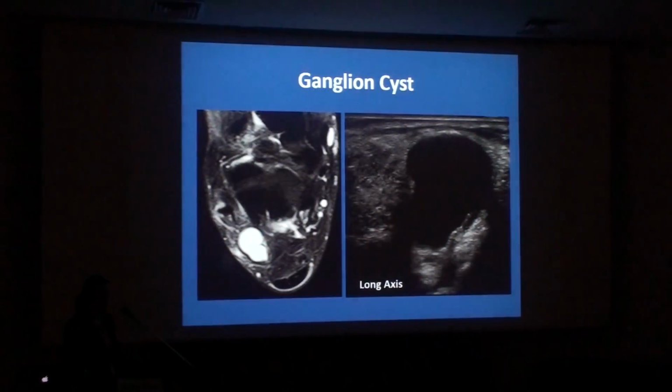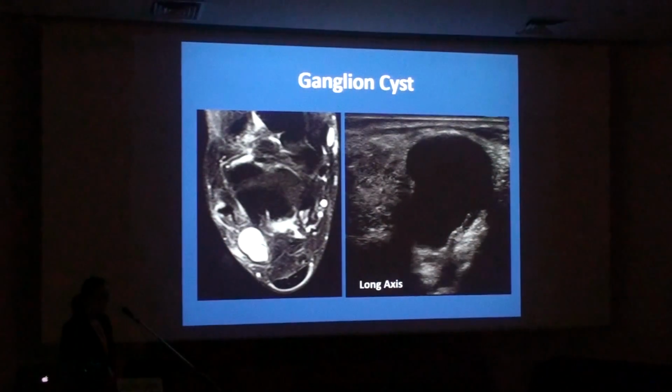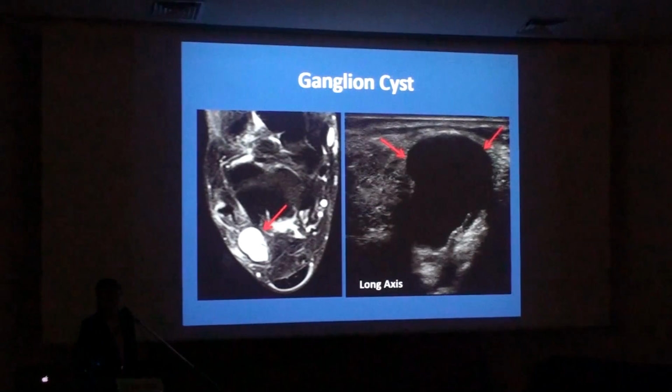So here is an example of a ganglion cyst in the region of the inferior peroneal retinaculum. You can see over here a fluid signal intensity lesion on the fluid sensitive MR image, and on the long axis ultrasound image of the same patient, you see this anechoic structure with associated increased fluid transmission.